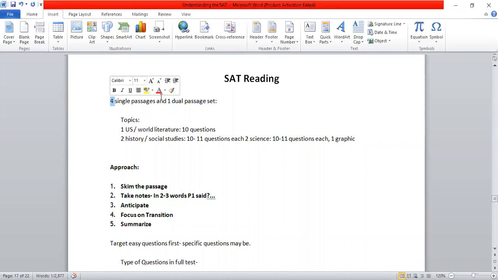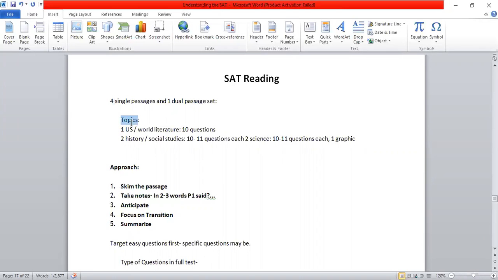So first, mostly, I'm not saying always, but mostly you'll get the first 4 passages as single passages and the last passage is a dual passage. Sometimes the second last passage is the dual passage. A set of dual passages where the questions would be based on passage 1, passage 2, and some questions would be based on both the passages.